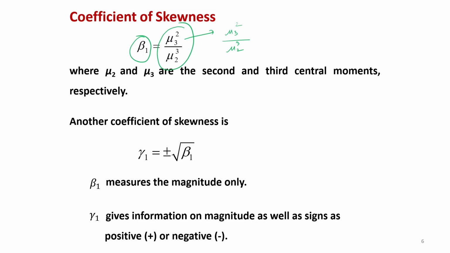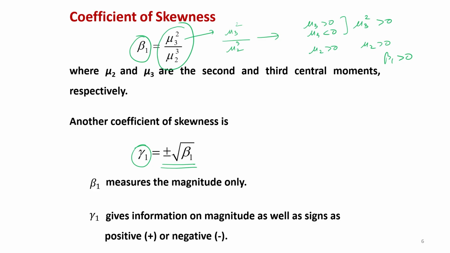Similar to beta 1, there is one more coefficient of skewness that we use, which is gamma 1, and it is defined as plus minus the square root of beta 1. The reason being, in the case of beta 1, mu3 can be either positive or negative, whereas mu2 will always be greater than 0. But since we consider mu3 square, this is always greater than or equal to 0, and mu2 is greater than 0, so the value of beta 1 will always be greater than or equal to 0.